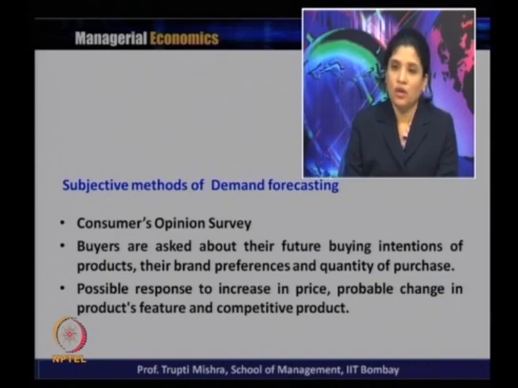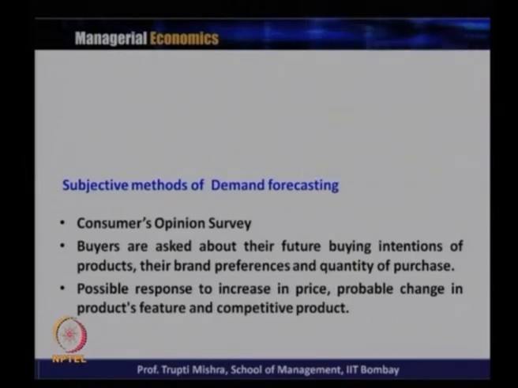If they are buying this product, which brand they will prefer, and what is the quantity they are going to purchase? So, the first question is whether they are going to buy this product, second, if they are buying, what brand they are going to buy, and third, after identifying the brand, what is the amount they are going to buy. And apart from these three questions, buyers are also asked some additional information, like if the price of this particular brand is going to increase, are you still going to buy the product, or are you going to shift your buying to some other product, or are you going to still buy the same quantity, or a different quantity.